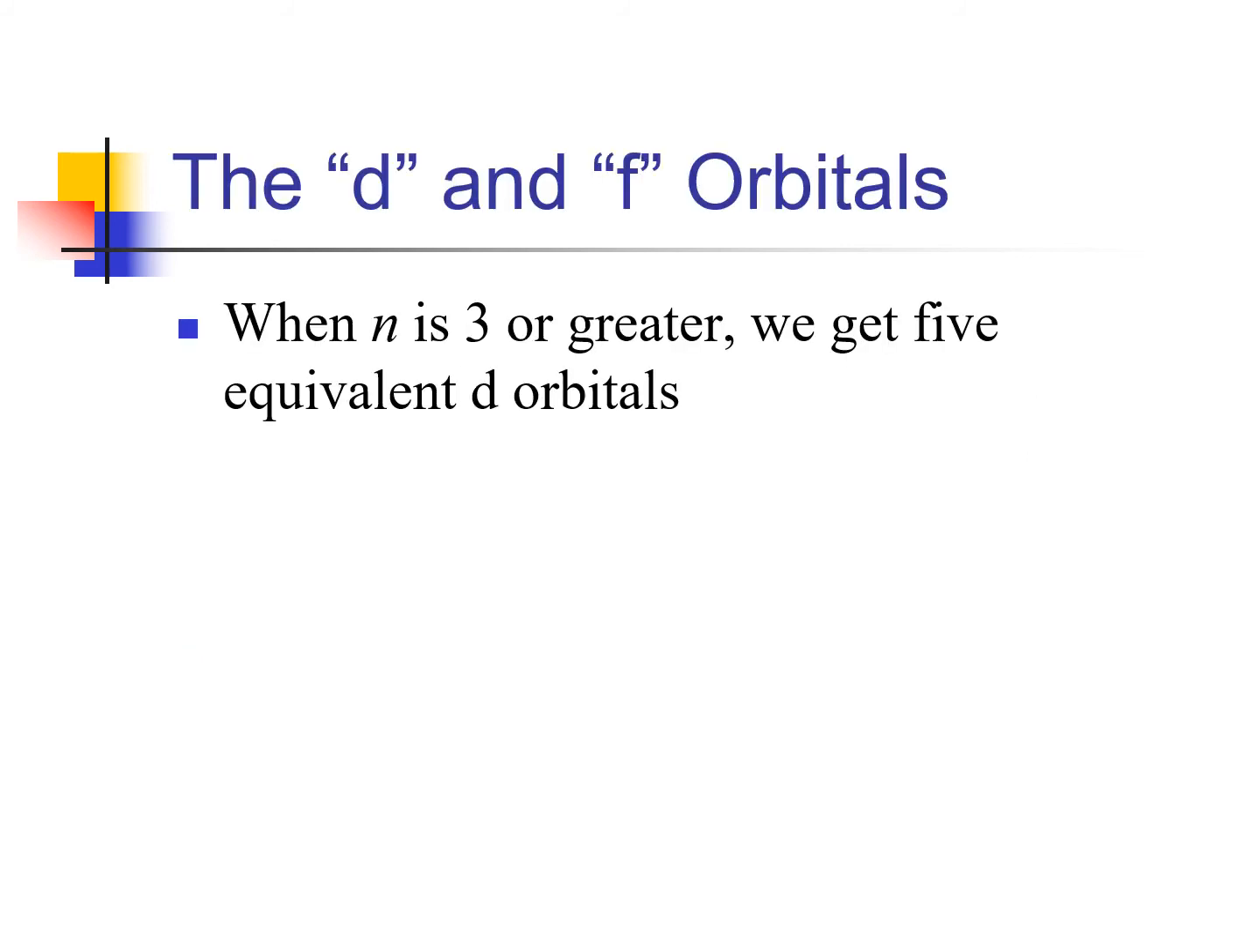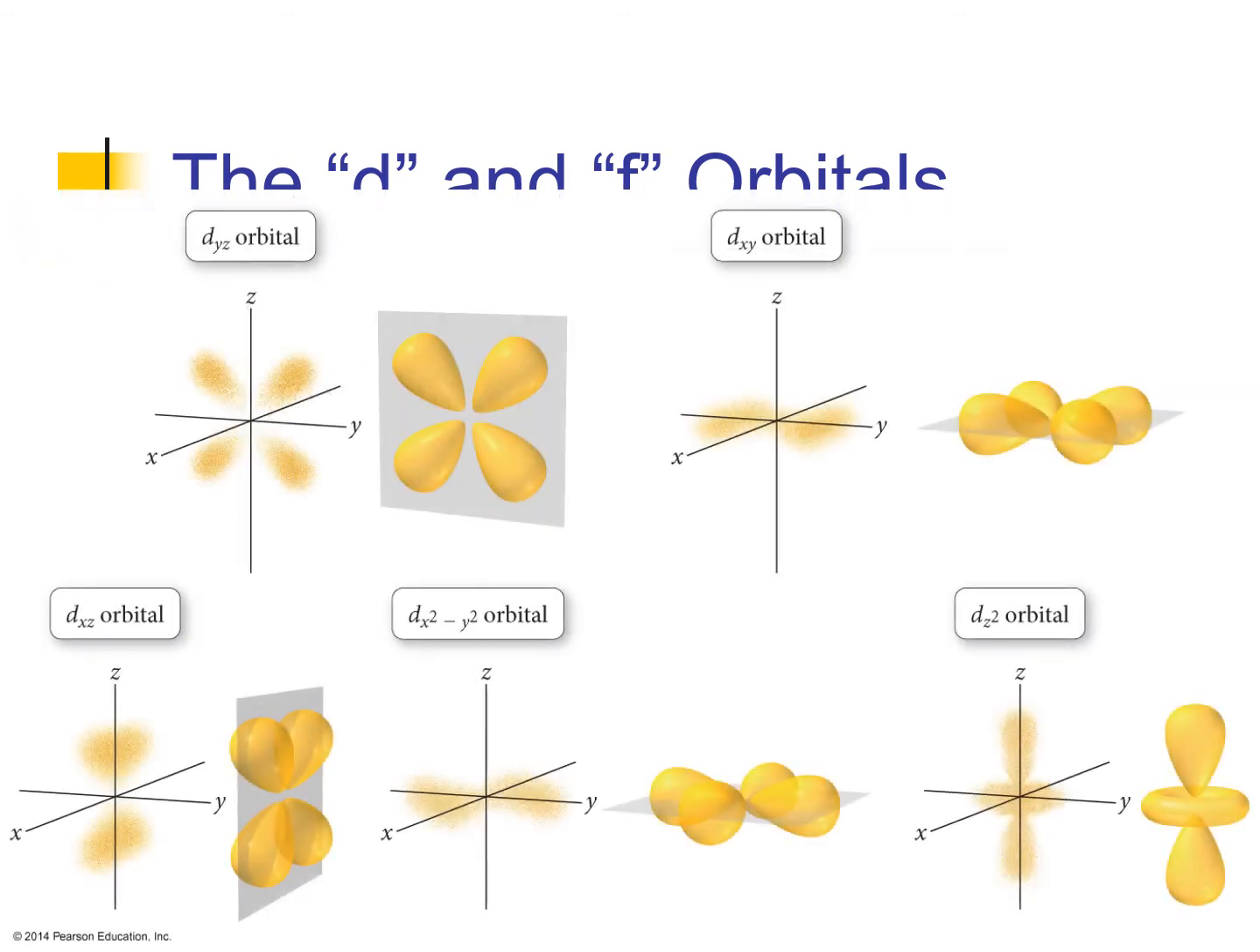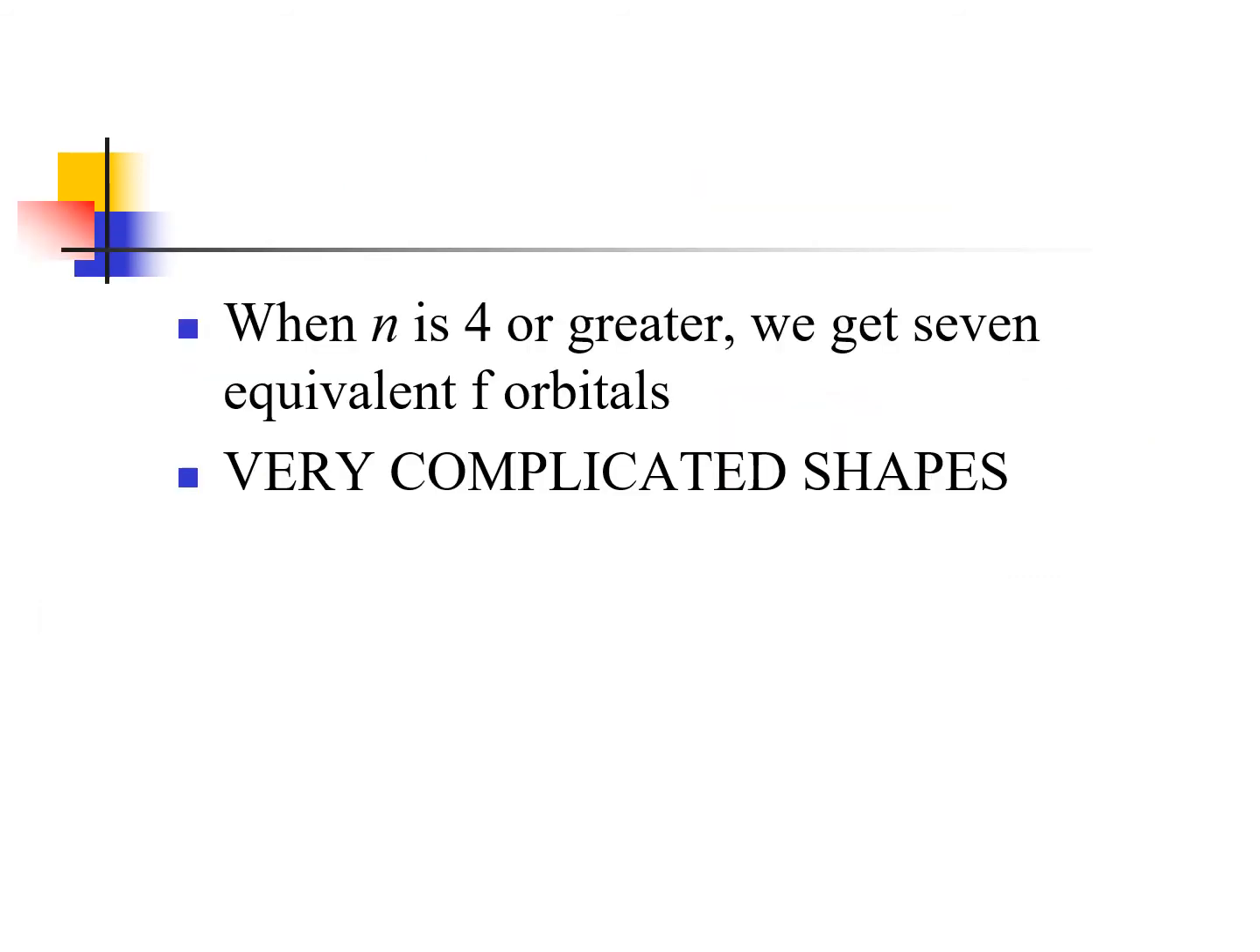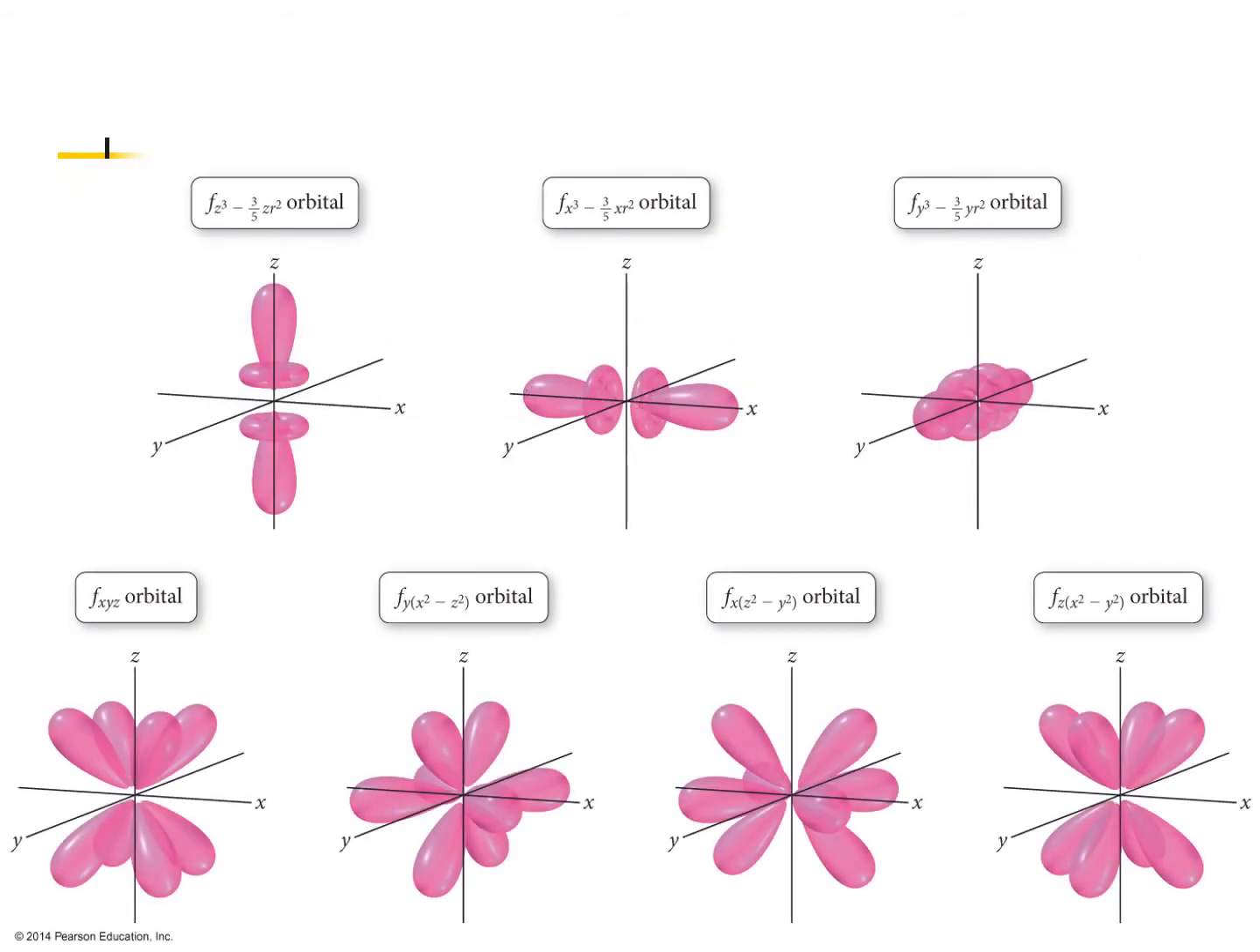D and F: once n is 3 or greater, we then get 5 d orbitals. These are the shapes of the d orbitals. You do not need to know those. They're just there. And when n is 4 or greater, we get 7 equivalent f orbitals. And this is what f orbitals look like. Again, these are all the outputs from the Schrödinger equation.